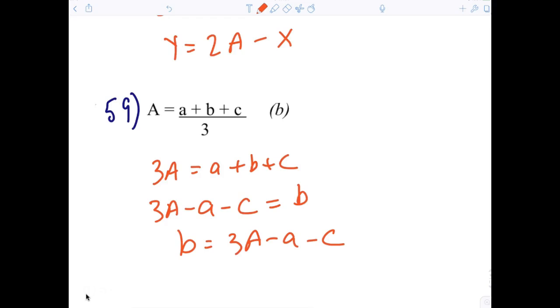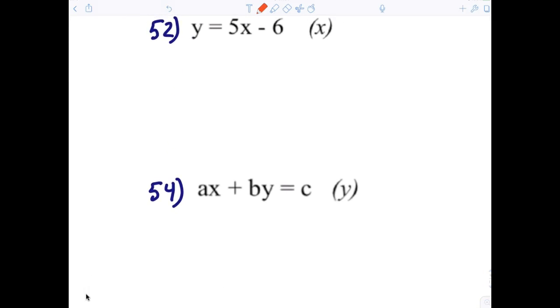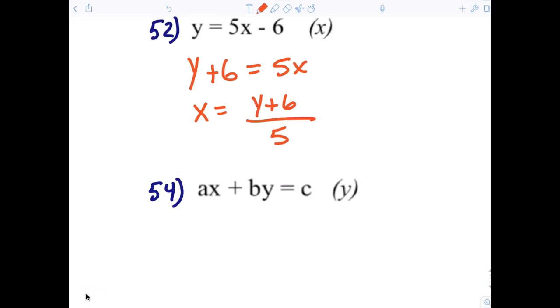All right, here we go. Let's come up here now. Let's try to finish this up. Solving for x. So y plus 6 equals 5x. So x equals y plus 6 all over 5. Everybody happy with that?